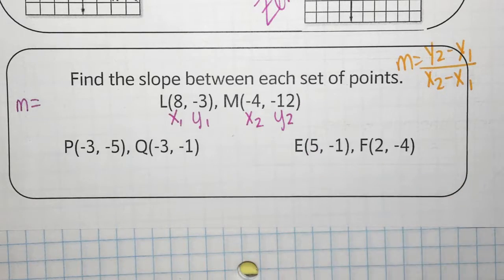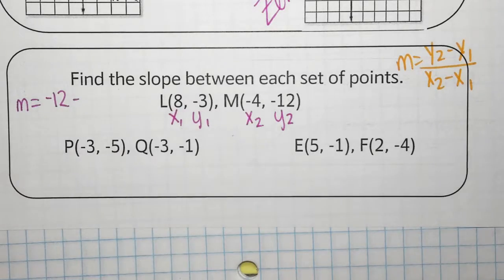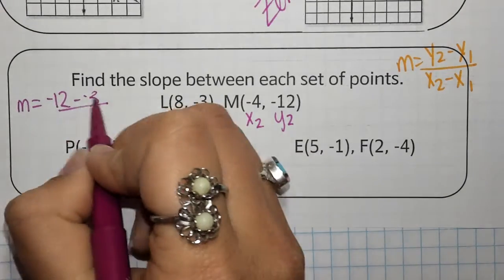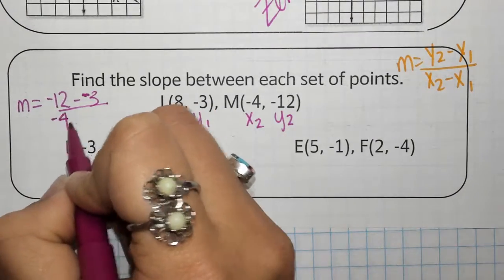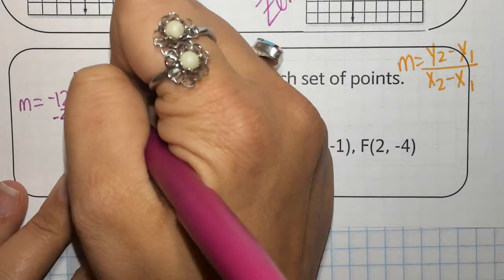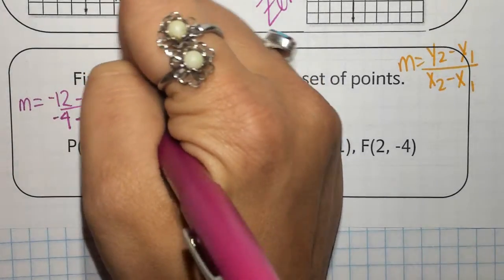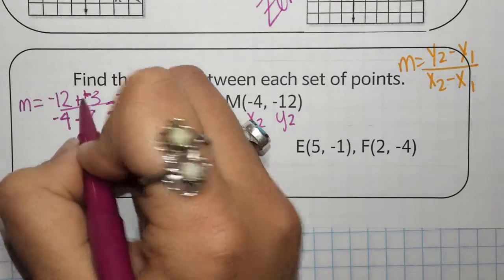What is our y2? Negative 12 minus, what's our y1? Negative 3. Good. Divided by, what's our x2? Negative 4 minus 8. Awesome. Alright, what's negative 12 minus a negative 3? Negative 9, because it's negative 12 minus a negative. These two negatives right here make it a plus.